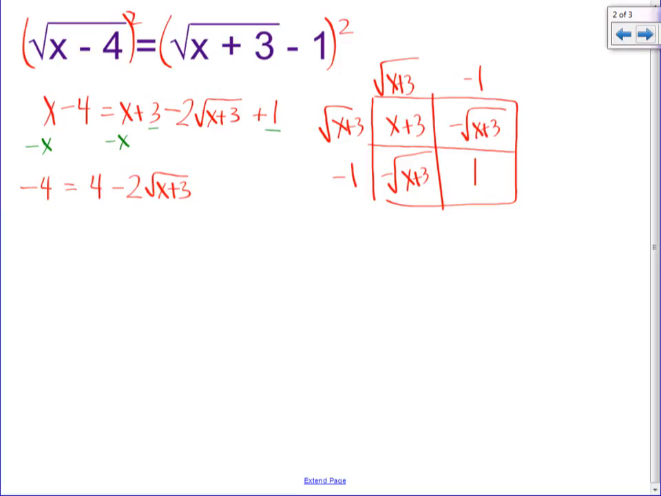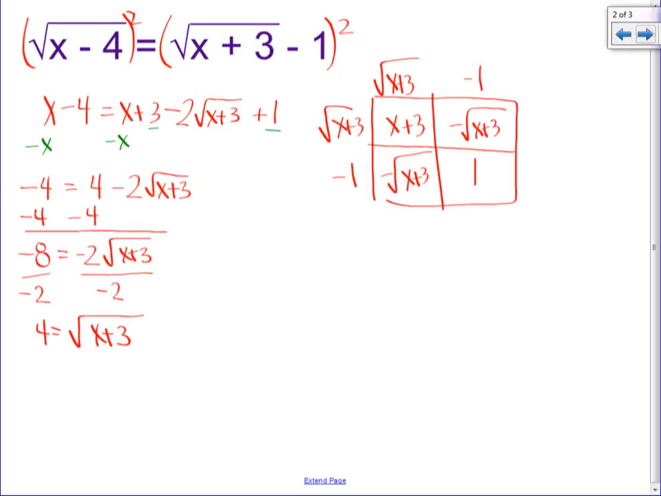Now we're just getting x by itself. Okay, so this is just algebra that you're used to. So we'll move the 4. We'll divide by that coefficient, leaving the root all by itself. And then we'll square again to get rid of this square root. So now we got 16 equals x plus 3. Move our 3.